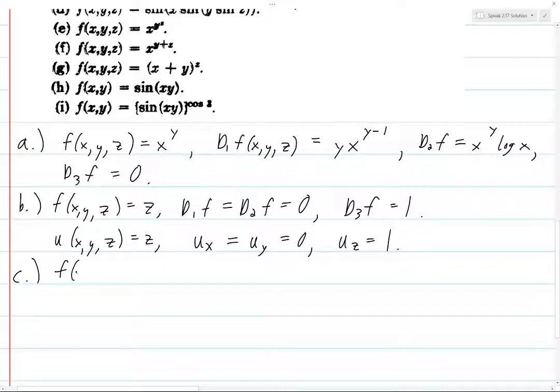Okay, so this one, and of course I'm going to continue to start these by writing out what it is, because I'm going to scroll down a lot. So sine of x times sine of y. If we want to take d1 of f, that means we need to take the derivative of this thing with respect to x.